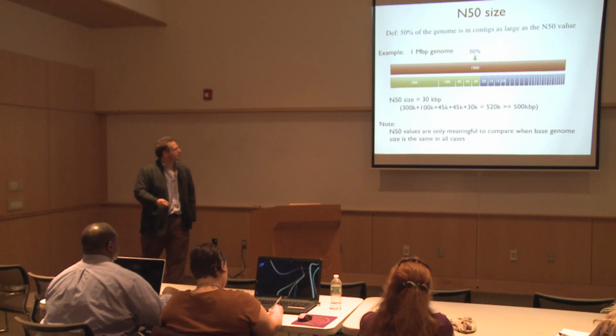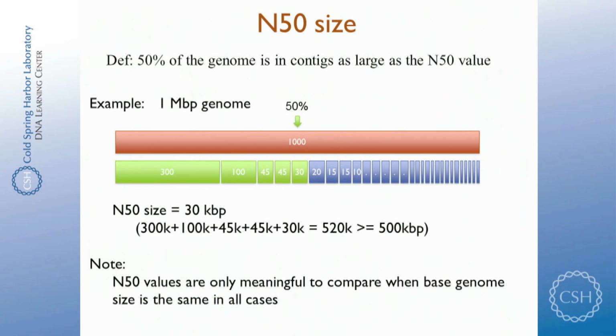The way this is computed is, say we have a 1 megabase pair genome. We have a very big contig, 300 KB. We have some intermediate ones. We have some little guys. You could imagine computing the mean of this or taking the median or whatnot.